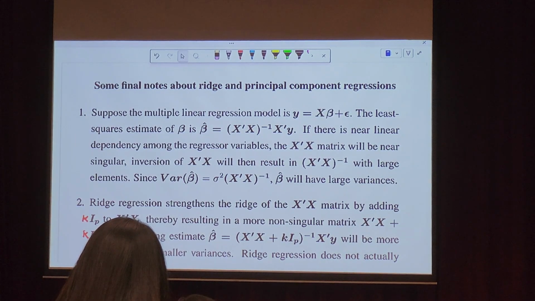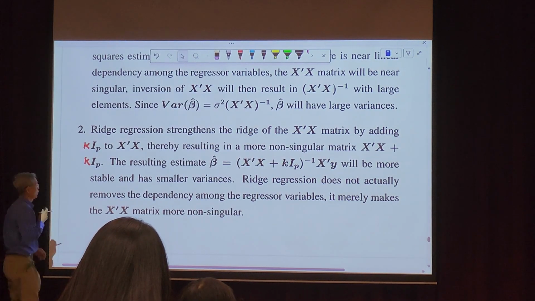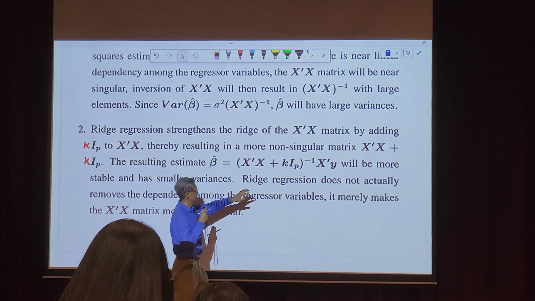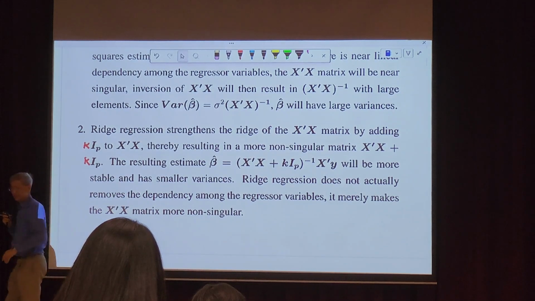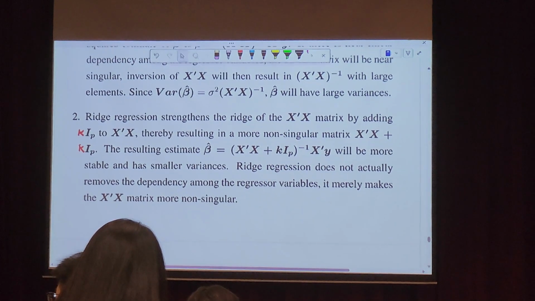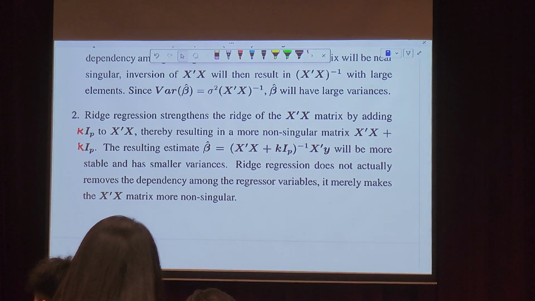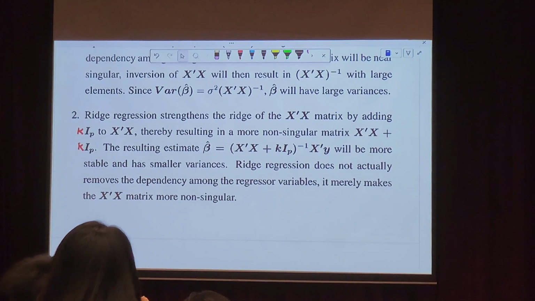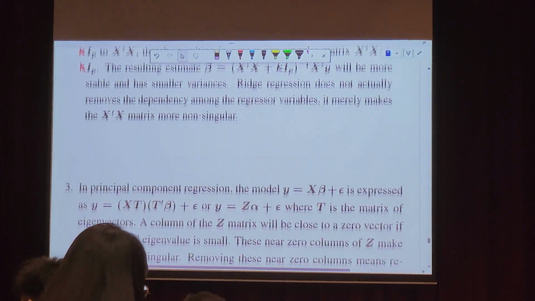What about ridge regression? Ridge regression attempts to reduce this large variance problem by strengthening the ridge. It's a very simple idea, and it works quite beautifully. And once the X prime X matrix is strengthened, then the matrix becomes less singular or less ill conditioned. You will have more stable estimates of beta.